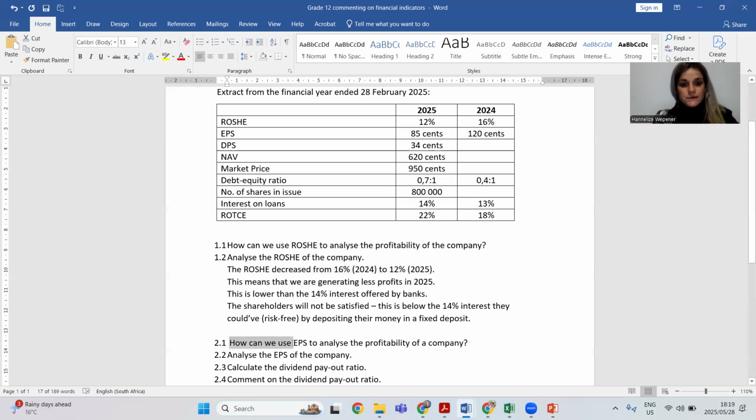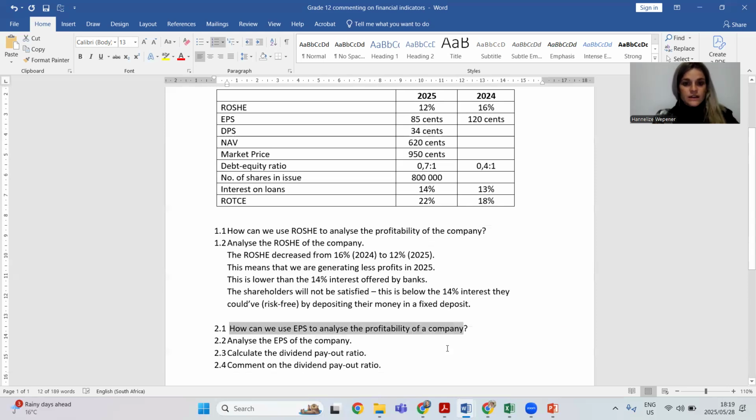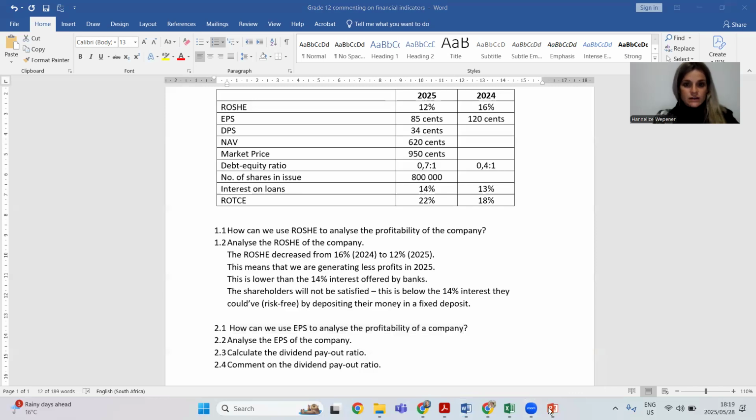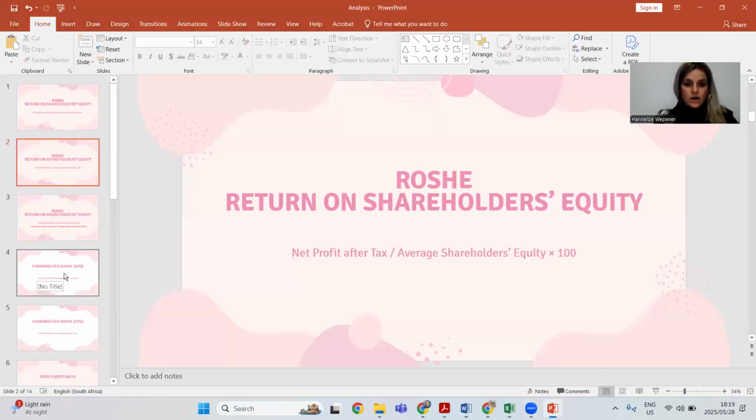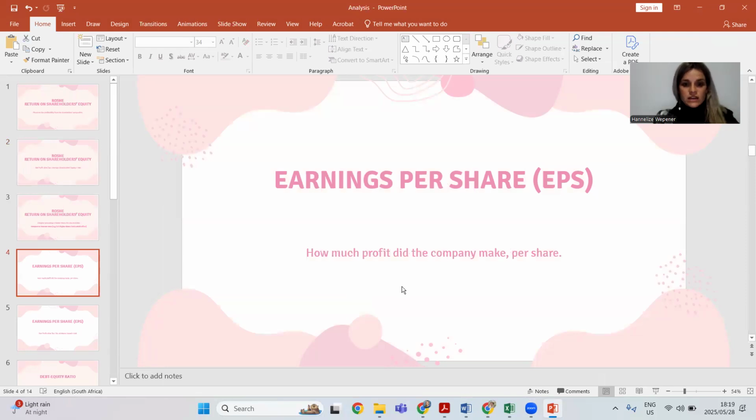Then, how can we use earnings per share to analyze profitability? First we used the return on shareholders' equity. Now we are going to use the earnings per share. And what is earnings per share? It's exactly in the name of that ratio. Earnings per share. Earnings, profits. Remember, when I said return on shareholders' equity, I also said we're referring to profits there. So earnings per share: how much profit did the company make, but now per share.